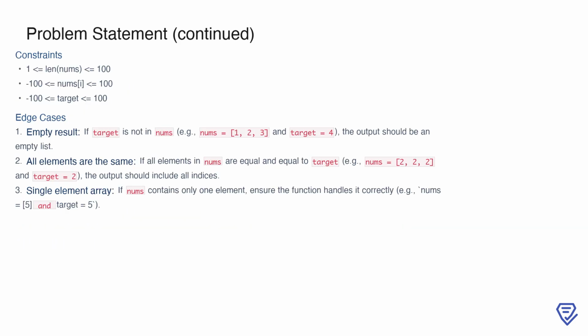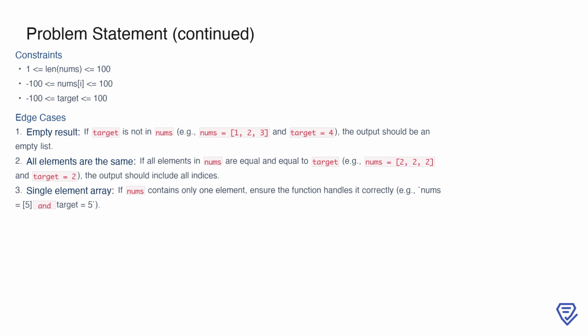Now, let's discuss the constraints and edge cases for this problem. First, the length of the array nums is guaranteed to be between 1 and 100. Each element in the array lies between -100 and 100, and the target value also falls within this range. There are some important edge cases to consider. For example, if the target value is not present in the array, the output should be an empty list. This happens in cases like nums equals [1, 2, 3] and target equals 4.